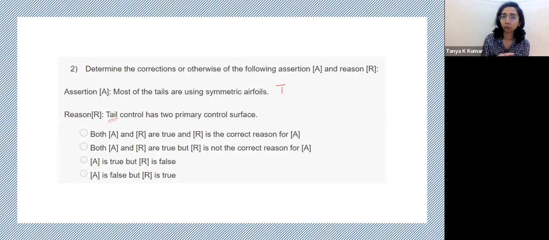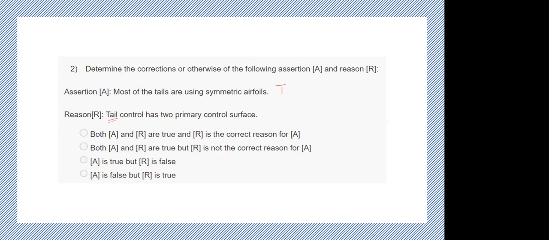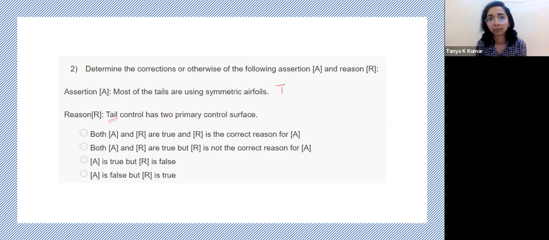High lift devices, though they look similar to the control surfaces, their primary purpose is to increase the lift. Ma'am, but spoilers can be secondary. Yes, spoilers can be used to control. That's true. So trim tabs and spoilers, they are the secondary control surfaces. But the primary control surfaces for the horizontal tail is the elevator, and for the vertical tail, it is the rudder. So this statement is also true.